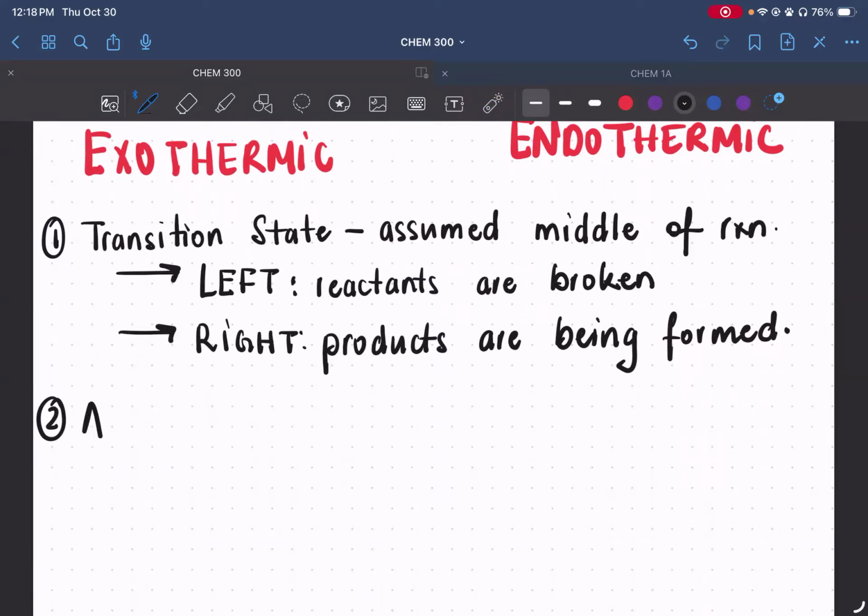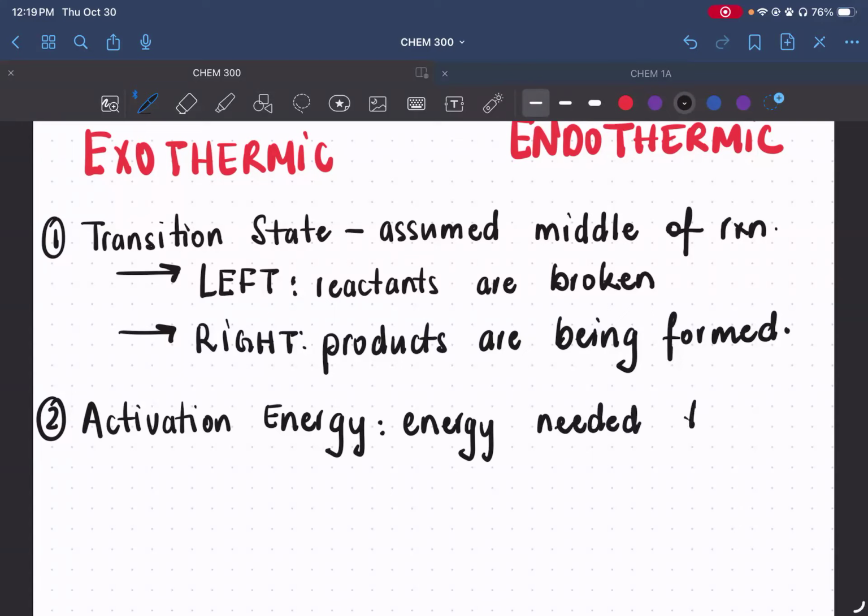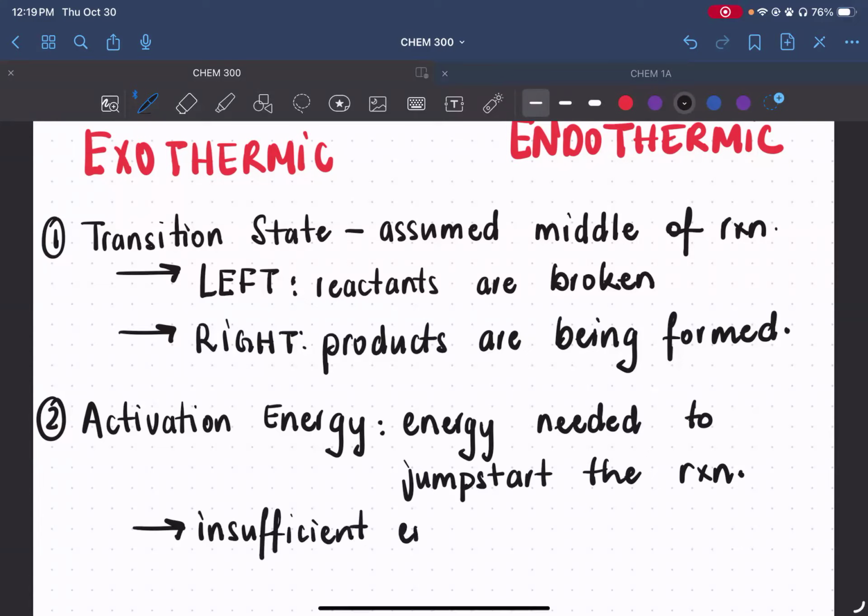And the other new term we introduced was the activation energy. To put it simply, this is the amount of energy needed to jumpstart the reaction. Such that if your molecules have insufficient energy, no reaction will occur.